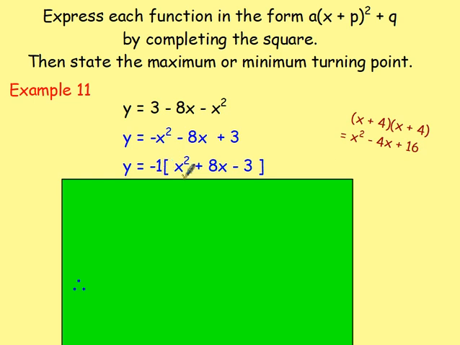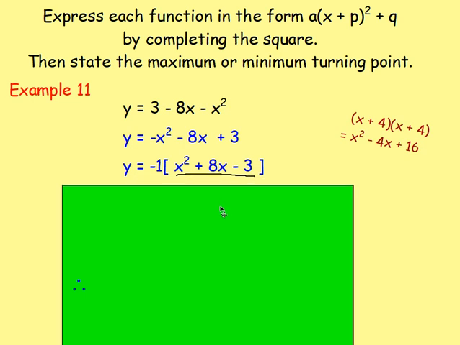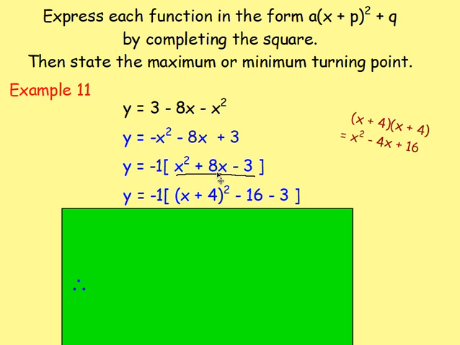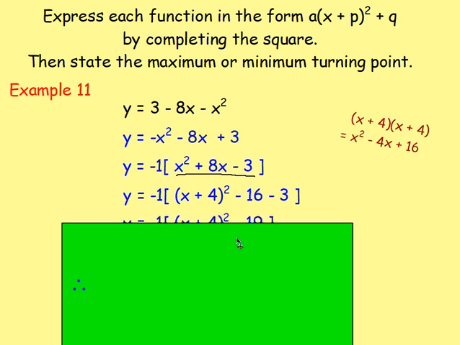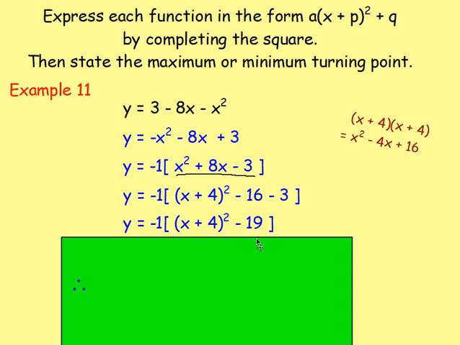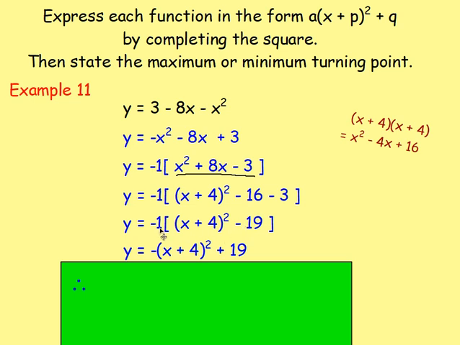From there, we can look at the bit in the square brackets, and we can complete the square because we've got it just the way we want it. Half the coefficient of x, so we would have 4. 4 squared is 16, so we're taking that away, and negative 3 will stay as it is. With the negative 1 in front, you're just keeping the brackets as they are. Inside the brackets we've got negative 16 take away 3, which is negative 19. Again, you can just multiply out these brackets. Negative 1 times the x plus 4 all squared, and negative 1 times negative 19 will give us 19. Again, you don't need to write the 1 at the front.